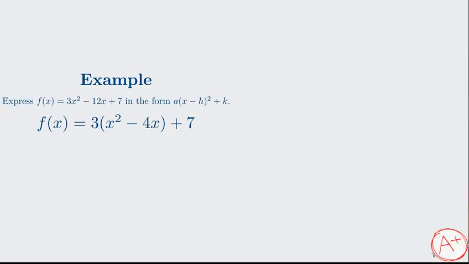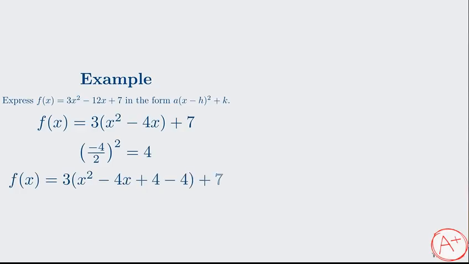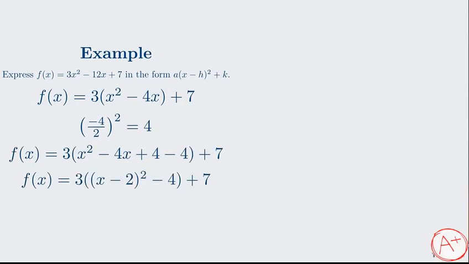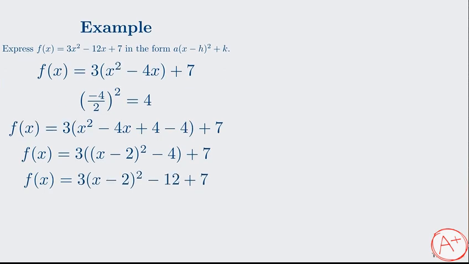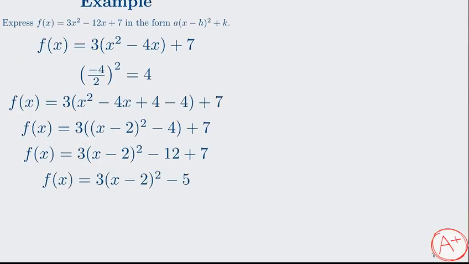Next, look at the coefficient of x inside the brackets, which is negative 4. Half of negative 4 is negative 2, and squaring that gives us positive 4. We add and subtract 4 inside the bracket. The first 3 terms become (x minus 2) squared. Then, we multiply negative 4 by the 3 outside the bracket to get negative 12. Adding negative 12 to 7 gives us negative 5.